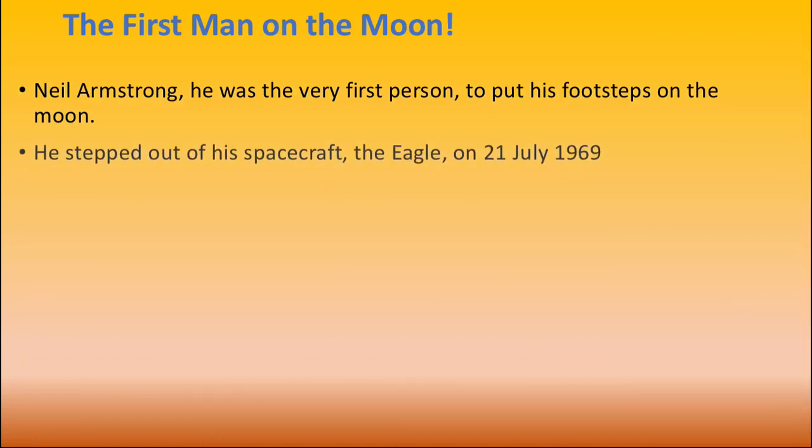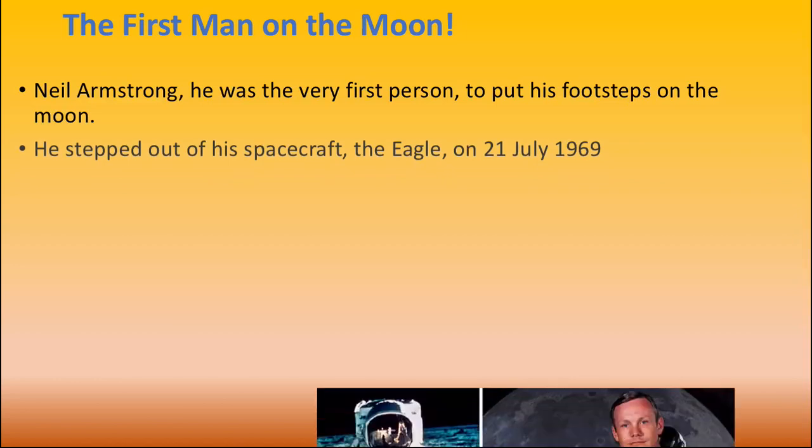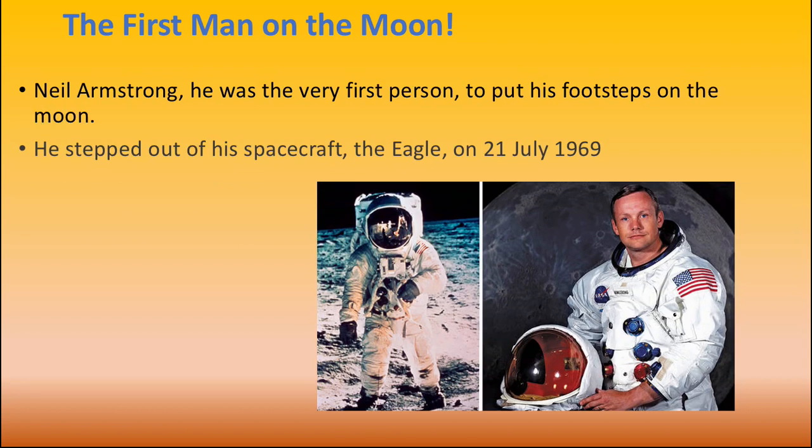He stepped out of his spacecraft named the Eagle on 21st July 1969. So Neil Armstrong was an American astronaut and the first person to walk on the moon. You can see in the picture he is Neil Armstrong and he's wearing the space suit, and on the left side the picture was taken on the moon.